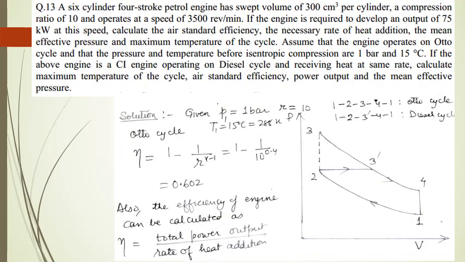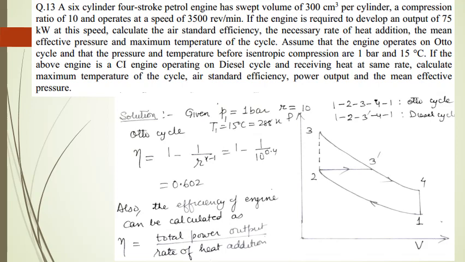A 6-cylinder 4-stroke petrol engine has a swept volume of 300 cm3 per cylinder, a compression ratio of 10, and operates at a speed of 3500 revolutions per minute. If the engine is required to develop an output of 75 kilowatt at this speed, calculate the air standard efficiency, the necessary rate of heat addition, the mean effective pressure, and the maximum temperature of the cycle.